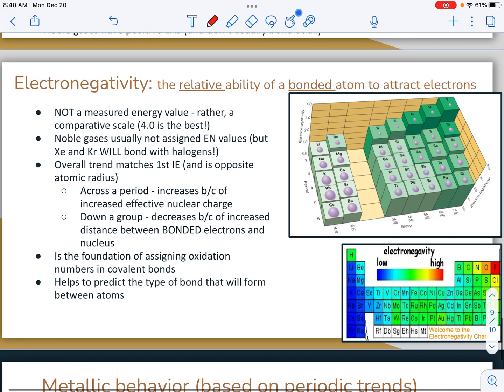The next thing that I want to talk about is electronegativity, and this kind of is a combination of all these ideas because it's the relative ability of a bonded atom to attract electrons to itself. So it's important in bonding. It helps us to make our decisions as to whether the bond will be ionic or covalent. It helps us to make decisions as to whether the electrons will be shared equally in a covalent bond or unequally in a covalent bond, etc.